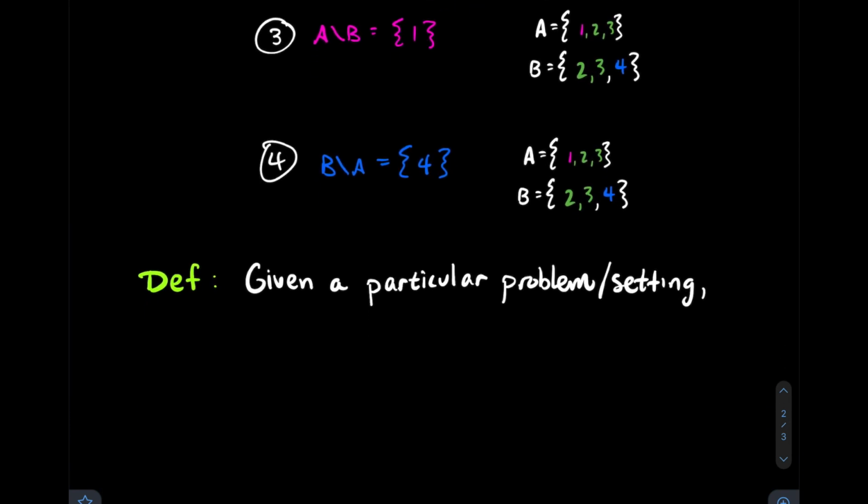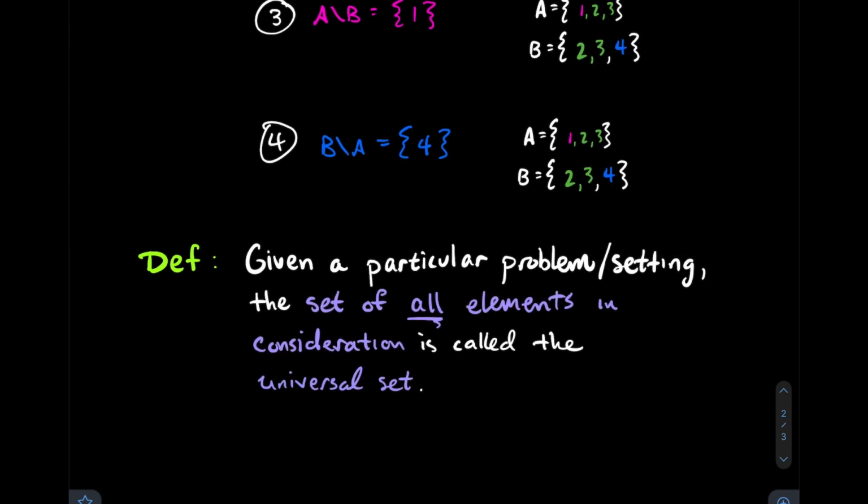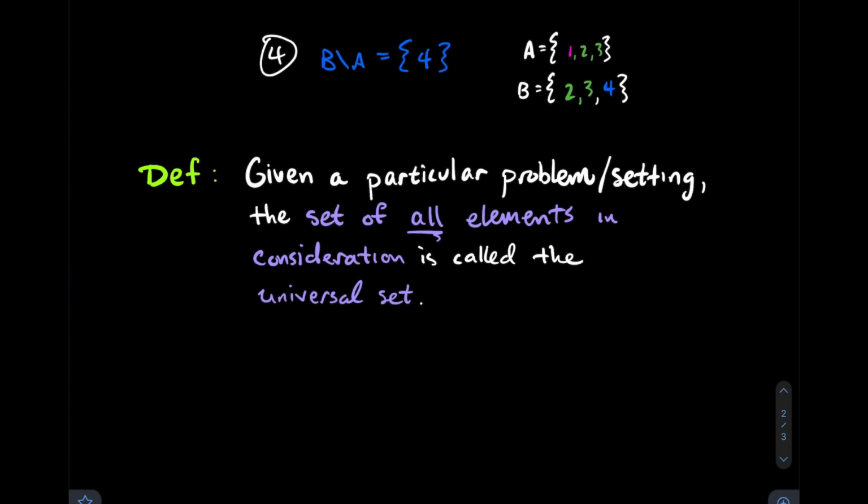Another definition that we've got, so moving away, because maybe that stuff's kind of easy. If you're given a particular problem or setting, so you're going to do some math problem, and who knows what area of mathematics you find yourself working in, we need to know context. And so the set of all elements in consideration is going to be called the universal set. And what we're going to try to do is give a few little examples to illustrate when you have context in a math problem.